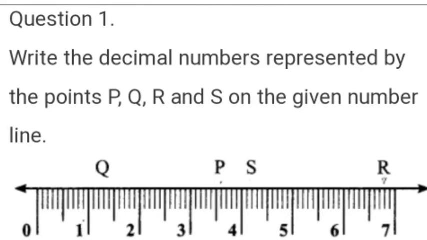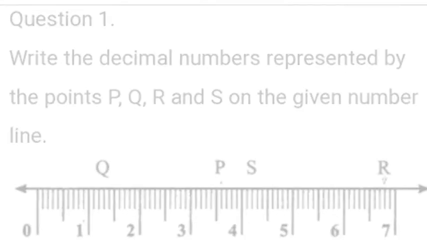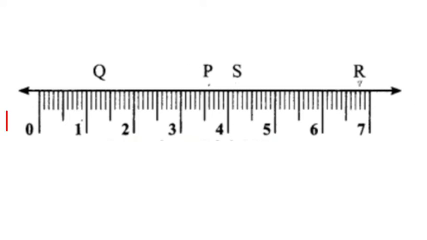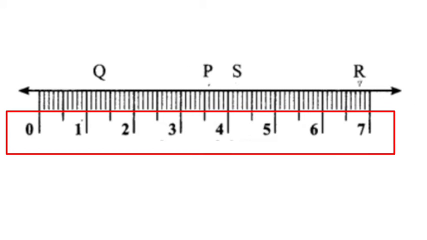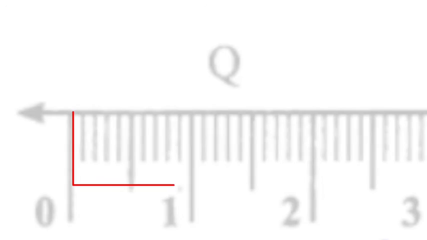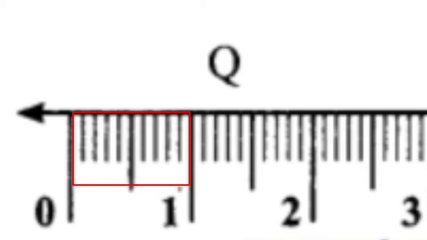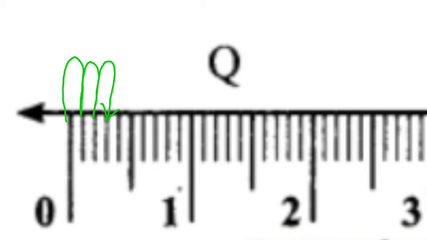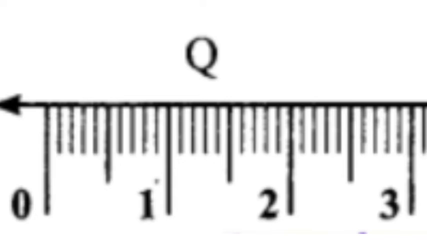Question number 1. Write the decimal numbers represented by the points P, Q, R and S on the given number line. Students, look at the number line. The numbers given on the number line represent unit digits. The length between every unit digit is divided into 10 equal parts. This subdivision represents the tenth place. Now let us see the answer for the first question.